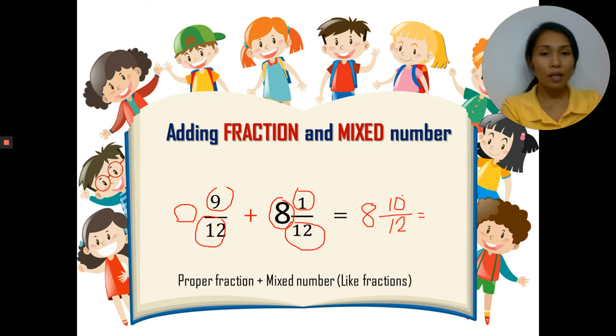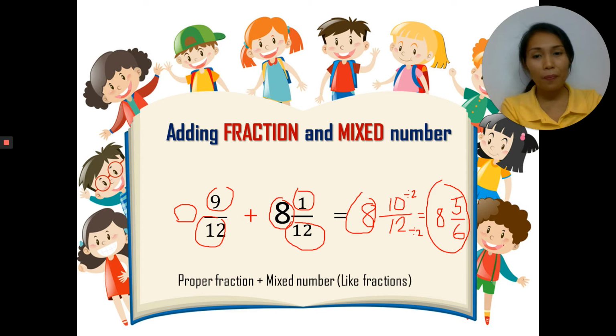So 10 divided by, what do you think? 5. We cannot divide 12 by 5, but we can divide this with 2, right? So 10 divided by 2 is 5, and then 12 divided by 2 is 6. The whole number here is 8. You copy that over here. So the answer is 8 and 5/6.